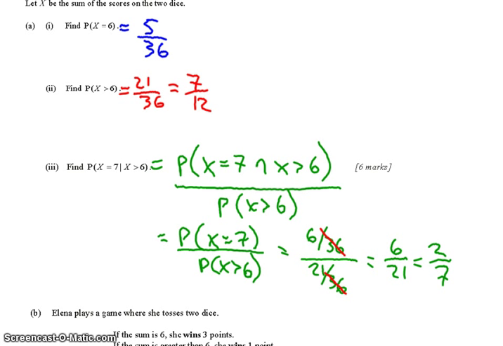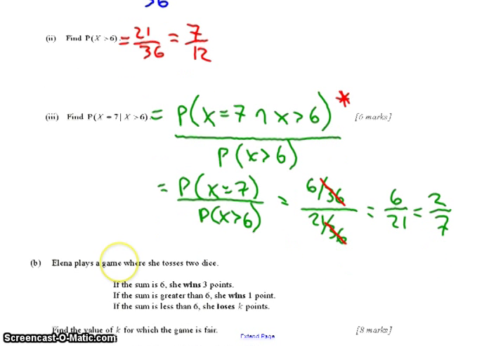Not an easy question. 2 parts to it. First off, here, where we have to use the conditional probability formula, and secondly was noting that it wasn't just a simple case of multiplying 2 probabilities, but actually anything which had x being equal to 7 would necessarily have x being greater than 6.